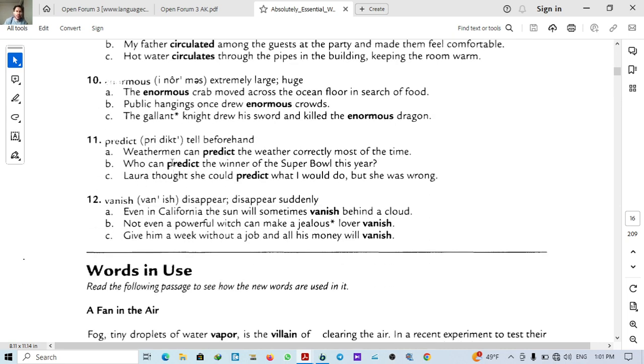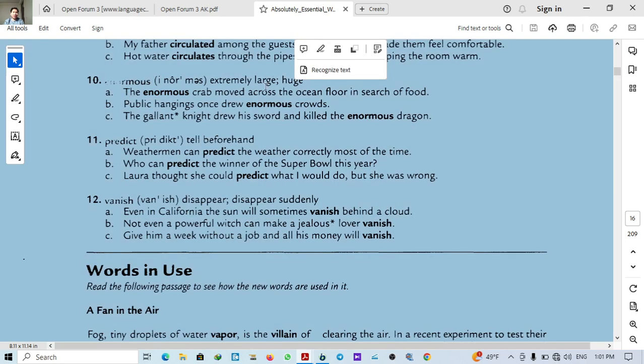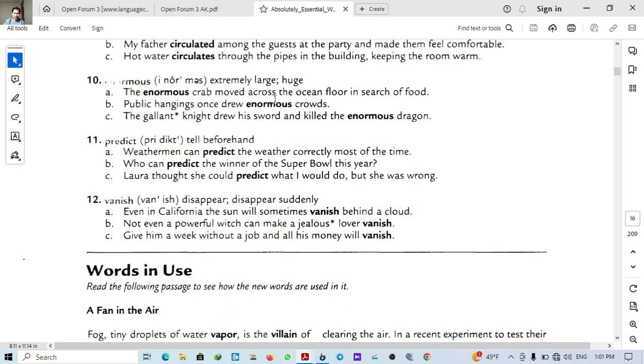Number 10, we have enormous. This word is not actually legible, but you can look at it here: enormous. It means extremely large. If something is very large, too large or huge, we can say that it is enormous. For example, you can say, I had an enormous breakfast this morning, or there was an enormous truck going to northern Afghanistan.